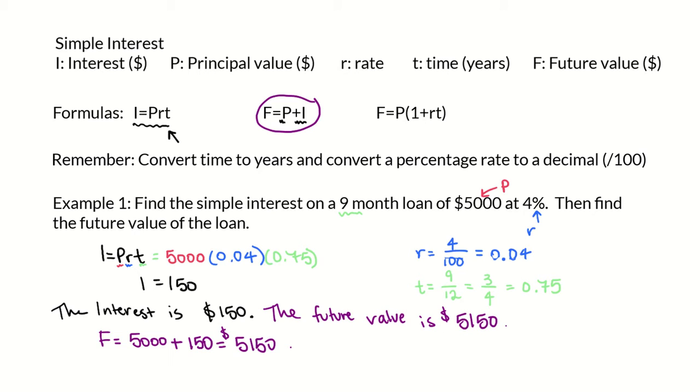Now, if you just needed the future value and you didn't need the interest as part of your answer, that's when you could start with this other future value formula. It does the same thing, it would just do it in one step.